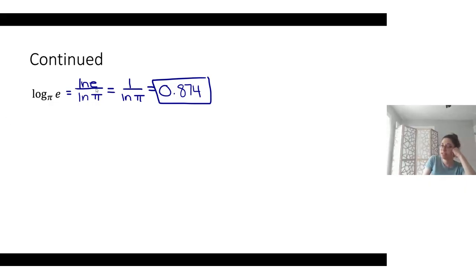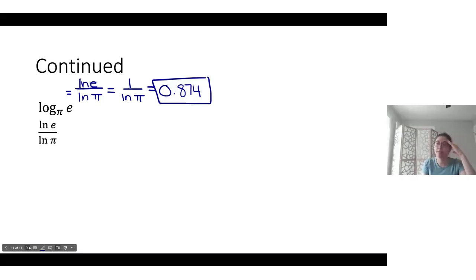Again, we could have just typed it in originally if you didn't notice that the natural log of e switched to 1. Your calculator would have known that for you. You would have gotten the same answer either way.